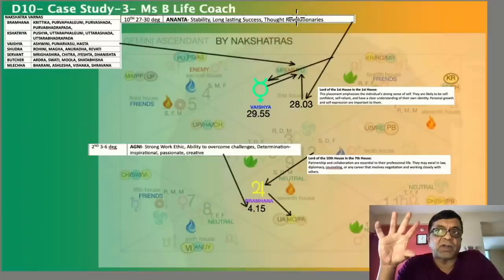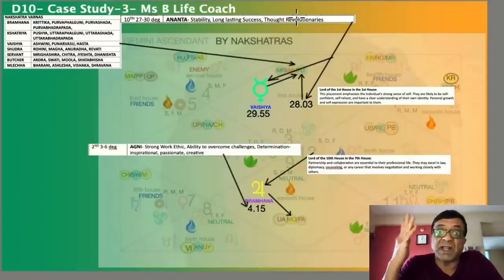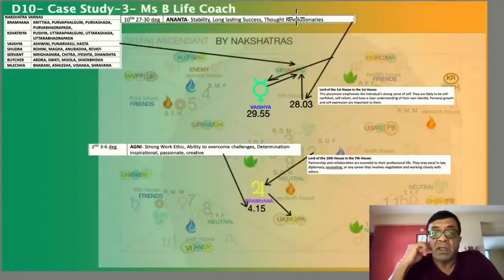These three angles are dominant if you want to do any kind of coaching, if you ask me. Otherwise, don't take them as coach. They're just pretentious people, okay? Not everybody who has a certificate in hand is a coach. It's my opinion. She has 27 to 30 degrees. She is a thought revolutionary. She can, by default, think out of the box.